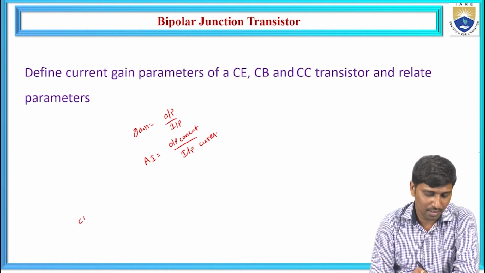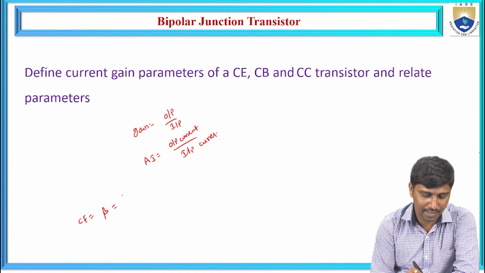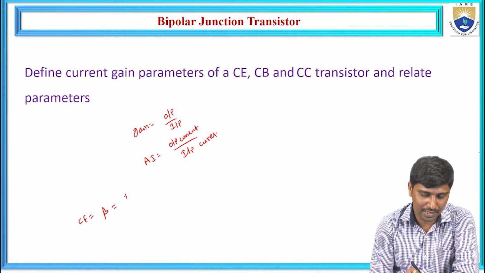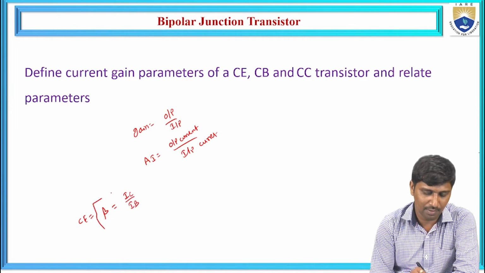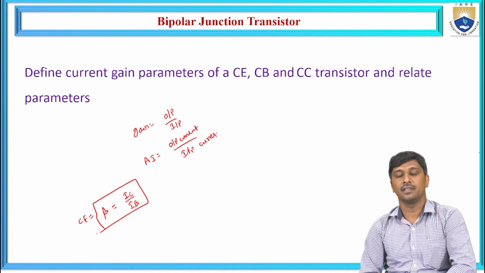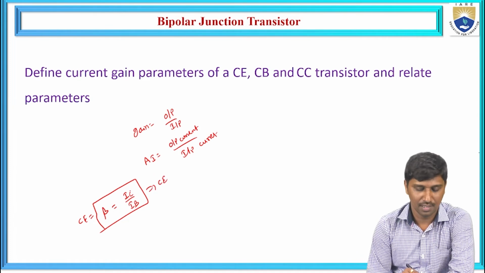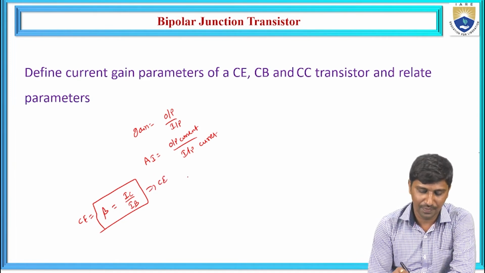So coming here to a common emitter, the DC current gain is defined as beta. Common emitter means the collector current is the output current and the input current is the base current. So hence for this CE configuration, beta is defined as IC by IB.